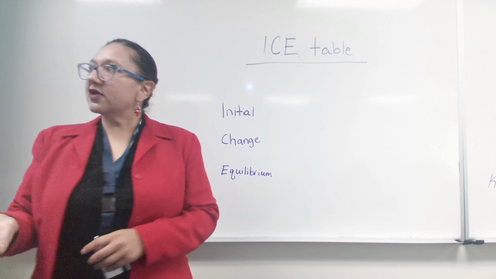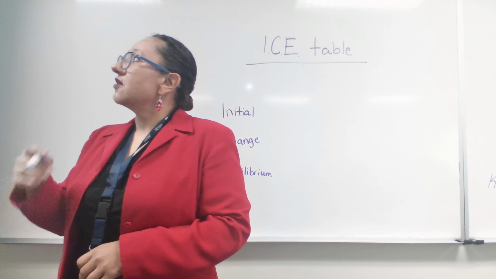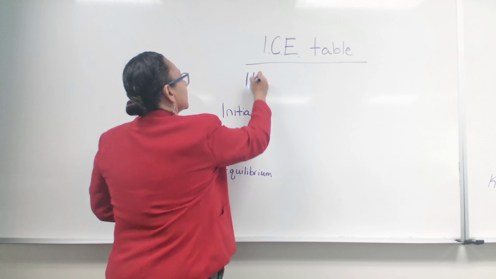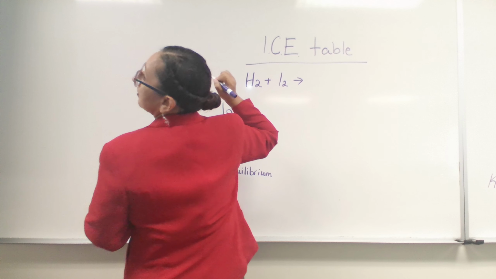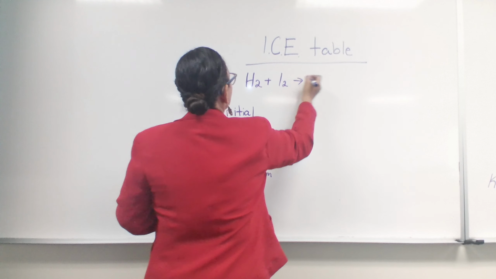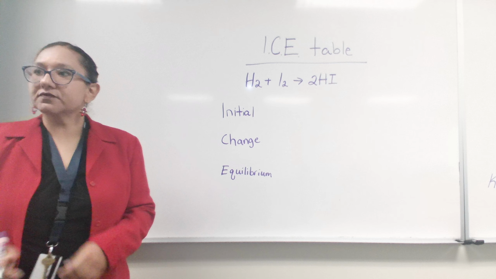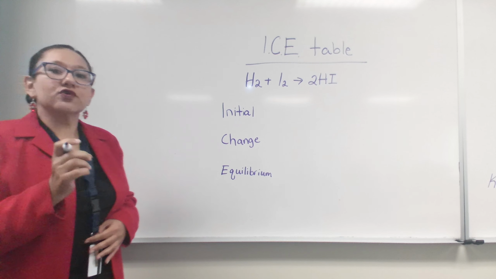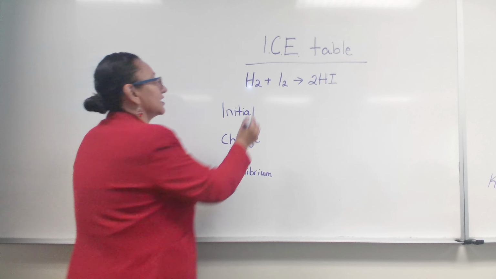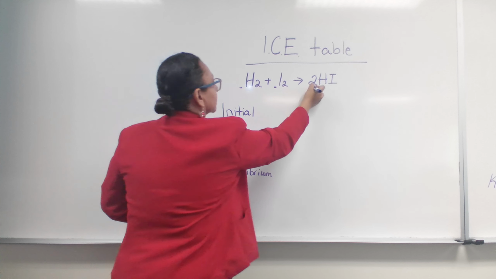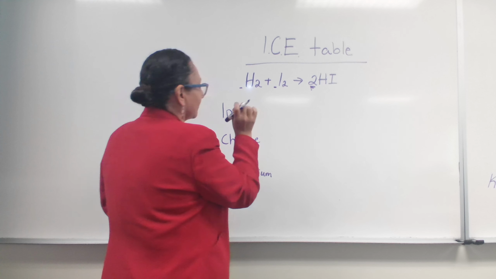So we have an example here, and the example tells us our initial concentrations for the reaction between hydrogen gas and iodine gas yields HI, 2 moles of HI. When you're doing ICE tables, you must be very careful that you pay attention to your molar ratios. You must concentrate on that very much, all right?